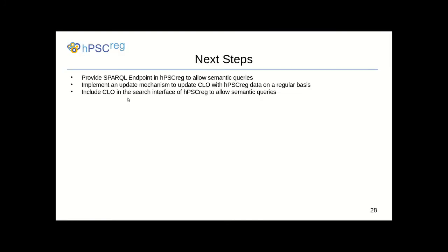And so our next step would then be to provide a SPARQL endpoint in hPSCreg to allow semantic queries. And we also want to include the CLO in the search interface of hPSCreg to allow semantic queries not only using SPARQL but really including it in our Elasticsearch routine to allow free text search for the ontology terms. And another important step would be to implement some kind of an update mechanism to update the CLO with hPSCreg data on a regular basis, as we are getting new cell lines continuously. So currently it's around 20 to 40 new cell lines every month that are validated in hPSCreg.